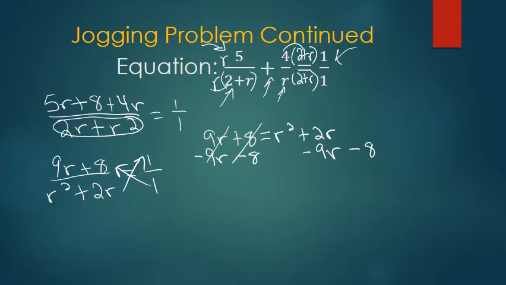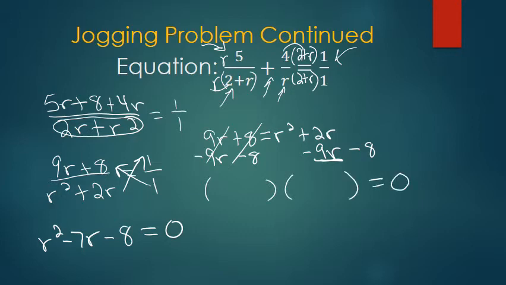The left-hand side becomes 0. For my own sanity, I'm going to write the r squared minus 7r. I got that from subtracting these guys. Minus 8 on the left-hand side, and that equals 0. Okay, now I can go ahead and factor. So I do my two sets of parentheses. I have r and r. I've got a negative on my last term, so I know that both signs have to be different. And then what factors of negative 8 add up to negative 7? So I have a 1 and I have an 8.